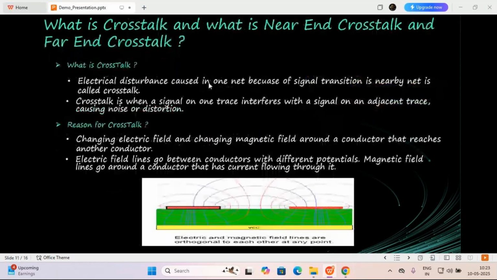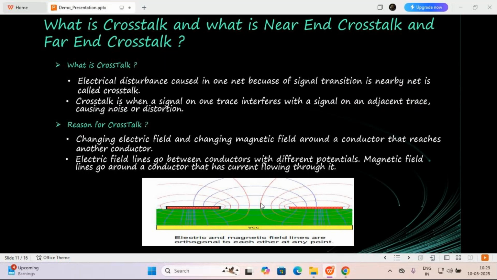Then the second most common, which I explained in the first slide, is crosstalk. So what is crosstalk, what is near end crosstalk, and what is far end crosstalk? Crosstalk is the electrical disturbance caused in one net because of a signal transiting in a nearby net. As you can see in the photograph, the red ones are the magnetic fields, which are around the conductors, and the blue ones are the electric field, which is across the conductor.